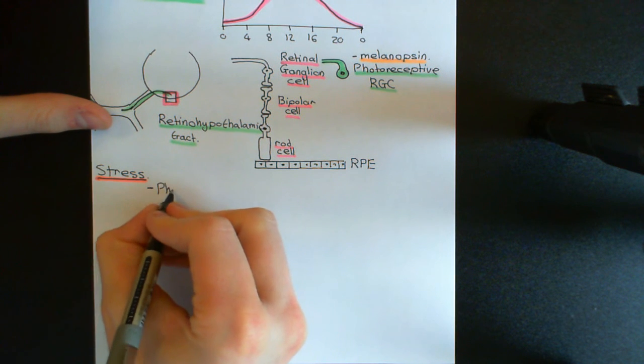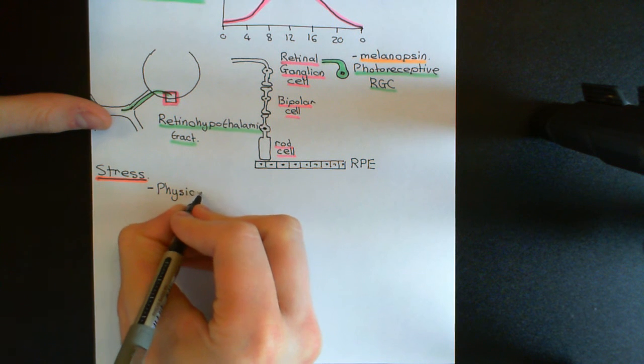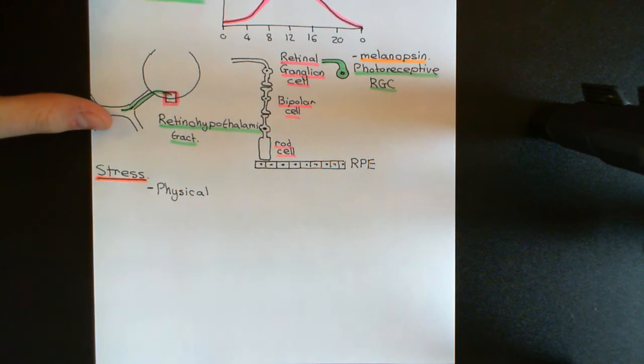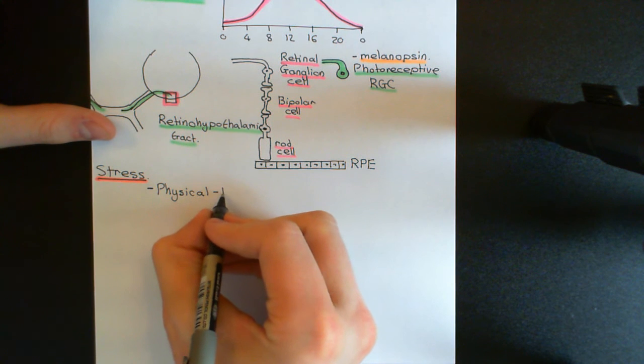So, physical stress. Physical stress means things like suffering and trauma. So if you get punched in the head, of course that will cause emotional stress as well, but it's also going to lead to a big physical injury, and that counts as physical stress.